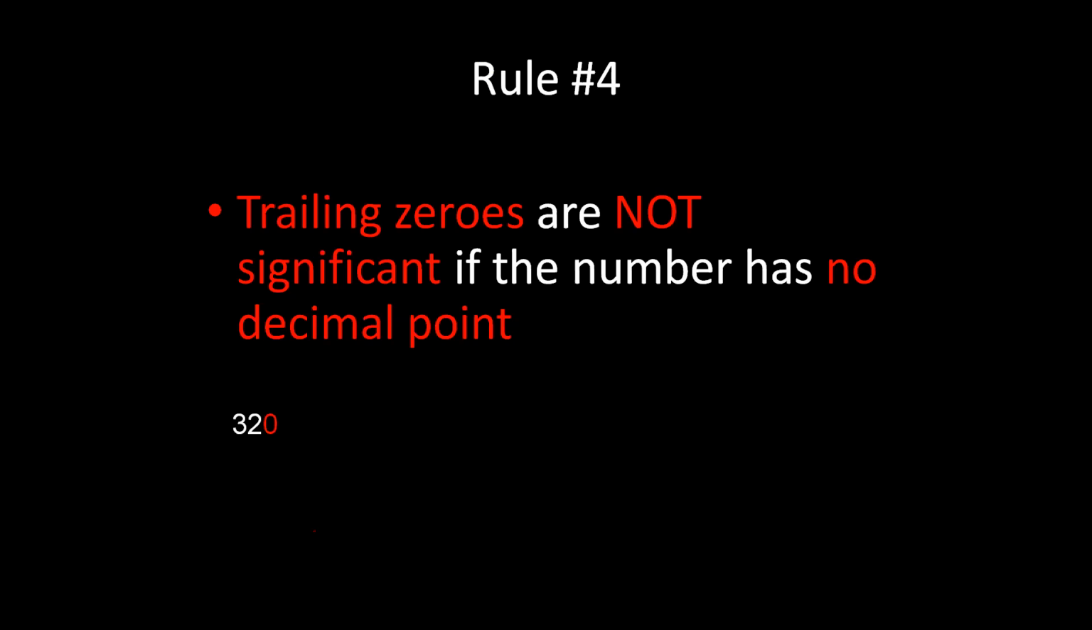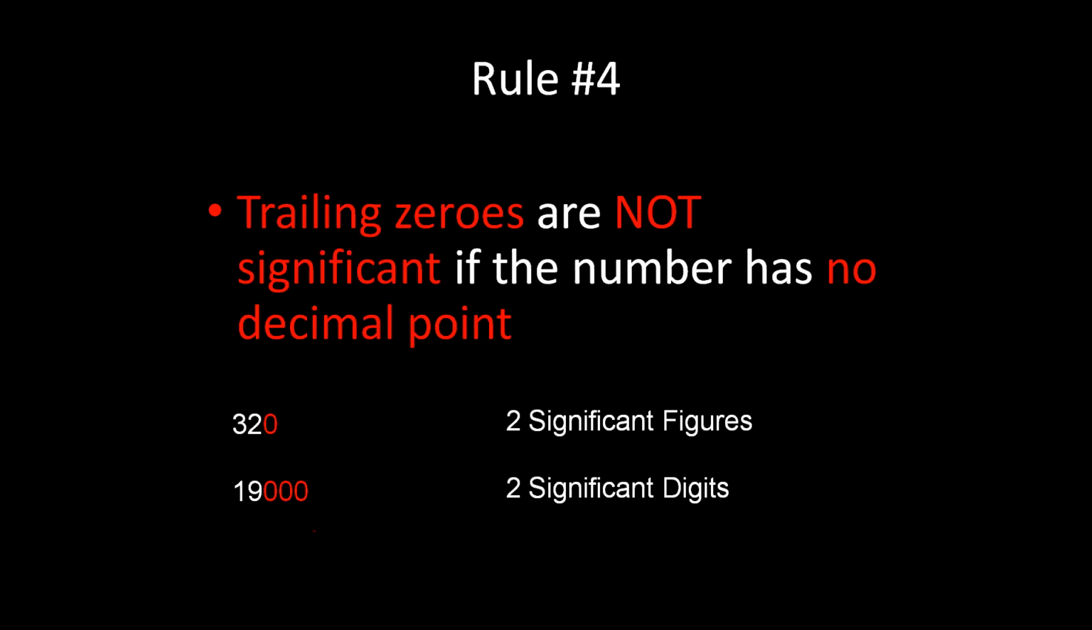320 means no decimal point. So that trailing 0 cannot be counted significant. So the number of significant figures here is going to be 2. In the number 19,000, all the 3 zeros are trailing. It does not have a decimal point, so the number of significant figures is going to be just 2 in this.